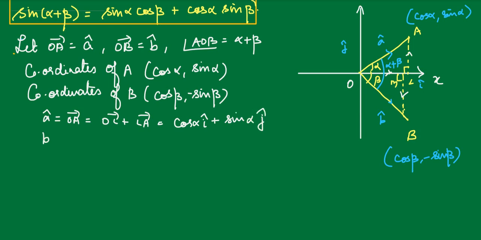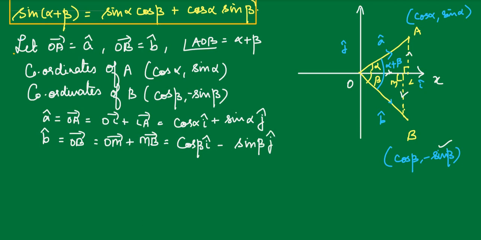Next, we find what is B cap. B cap will be equal to OB vector, which is equal to OM vector plus MB vector, which is equal to cos beta i cap minus sin beta into the unit vector in the direction, that is j cap. Now for sin, we take the cross product here. Cross product B must be taken first. This is very important to notice that. B cap cross A cap.